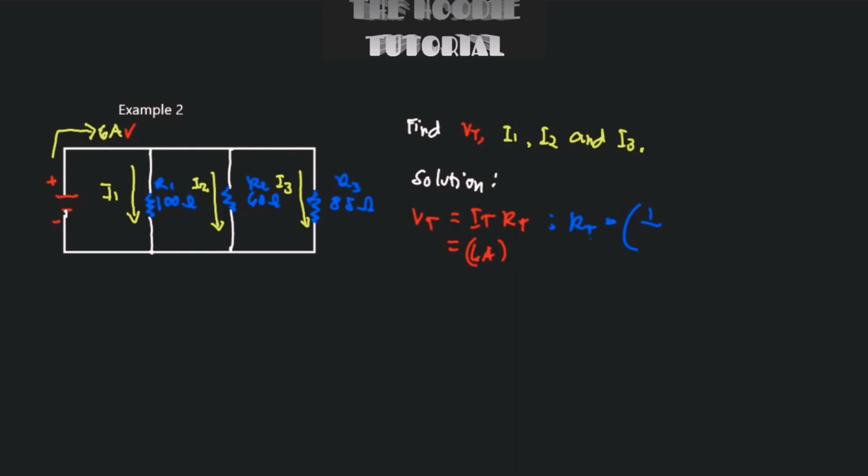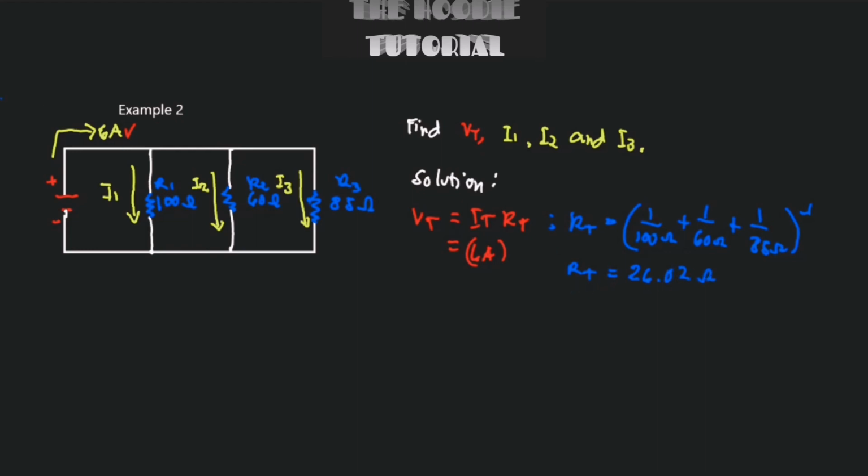So let's just put that directly. We have 1 over R1, which is 100 ohms, plus 1 over R2, which is 60 ohms, and then plus 1 over R3, which is 85 ohms, and then raise all that to the power of -1. You can also use the other formula which we already used in example number 1. Putting that into a calculator, we will have the total resistance of 26.02 ohms. So this would be our total resistance.